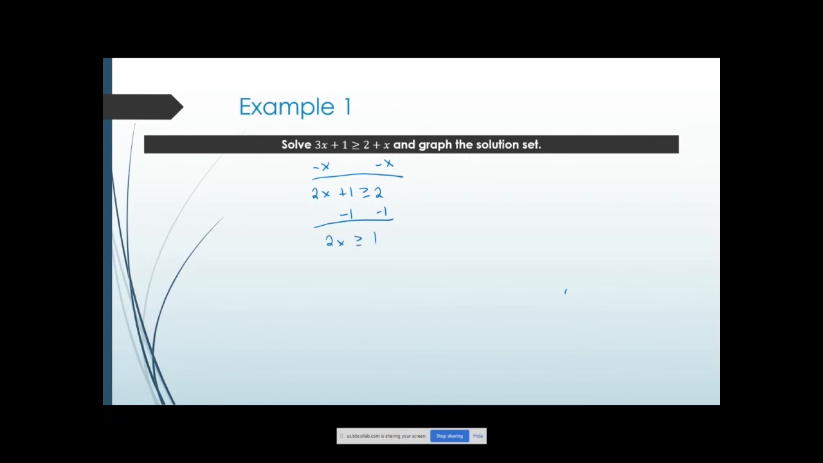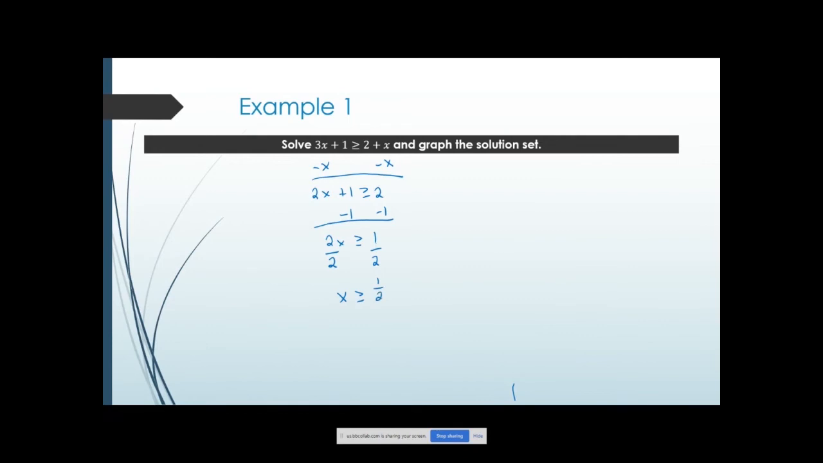So now that I've used the addition and subtraction properties, I now need to divide both sides by 2. Because I'm dividing by a positive, I don't have to worry about reversing the inequality. So this is going to give me x is greater than or equal to 1/2.